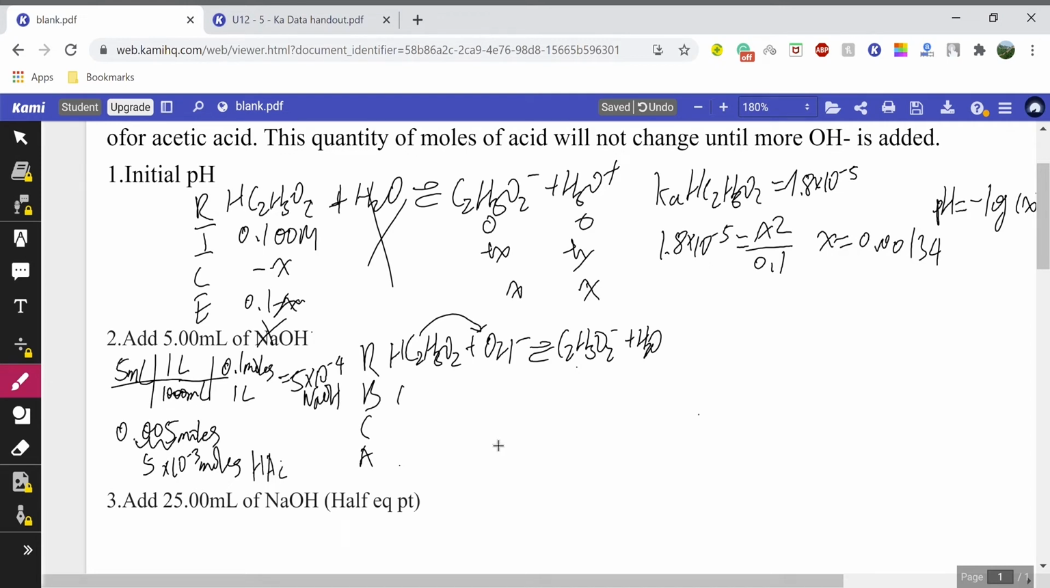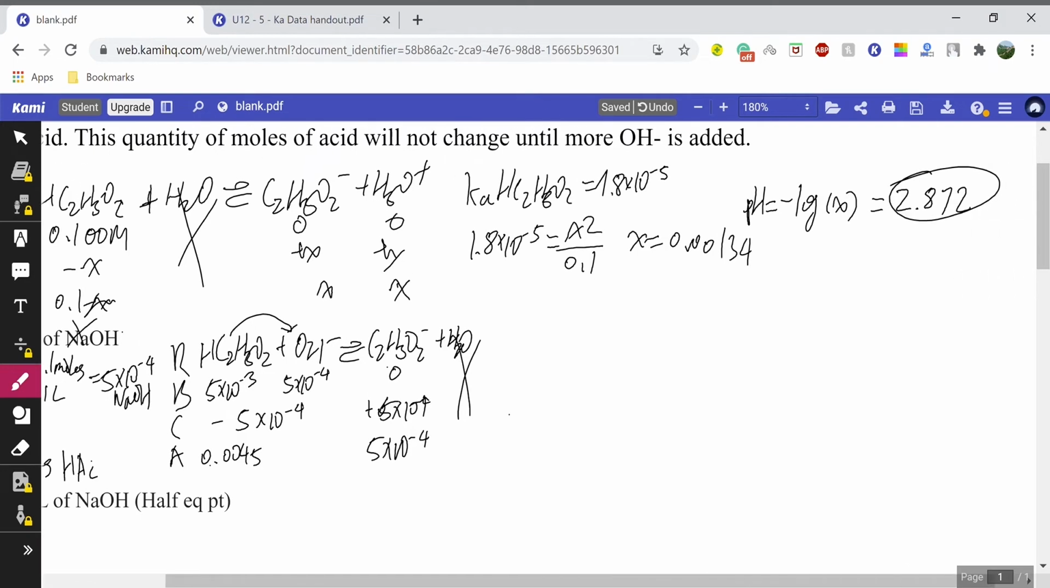So this will be 5 times 10 to the negative third. It will be 5 times 10 to the negative fourth. It will be 0, and cross this out. Minus a smaller number, which is 5 times 10 to the negative fourth. So 5 e to the negative third minus 5 e to the negative fourth will give you 0.0045. This will be plus 5 times 10 to the negative fourth. That will just give you 5 times 10 to the negative fourth.